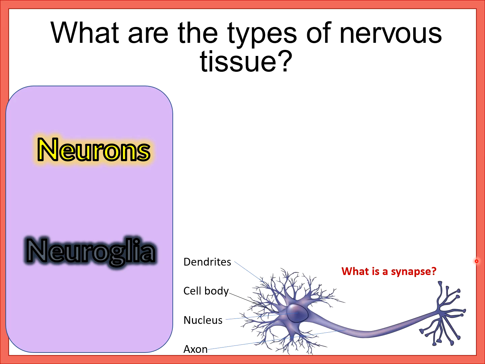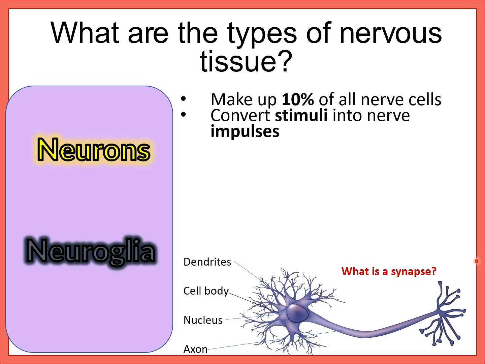These neurons are actually a minority of the nervous tissue. They are going to make up only 10% of all of the nerve cells. That's it, just 10% of your nervous system. But these are the guys who can convert a stimuli into an electrical impulse.